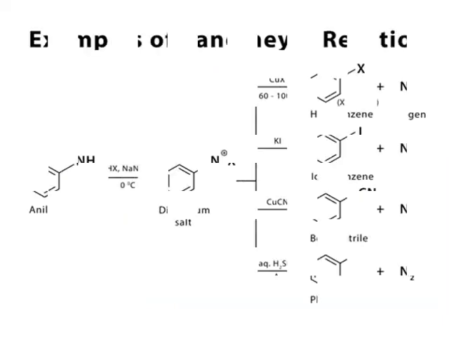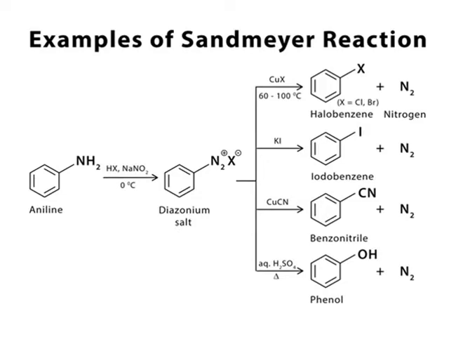So next we will see some more examples of Sandmeyer reaction. Here again aniline reacts with hydrogen halide. Suppose you take HCl, and sodium nitrite at 0 degree Celsius, and it will form benzene diazonium salt.